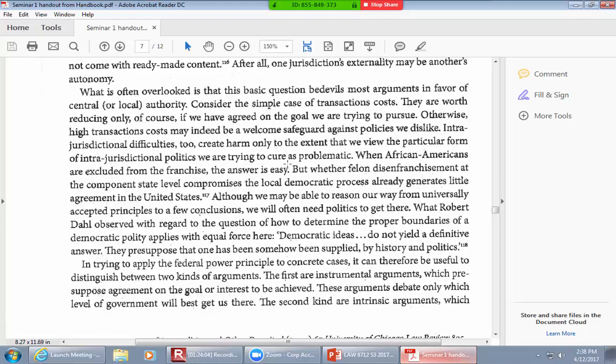But if we don't agree on which place to go to, I want to go to Paris, my wife, for example, wants to go to, I don't know, let's say Venice. Then we can't start talking about how to get there before we agree on where we're going. That's what they're saying here. Otherwise, high transactions costs may indeed be a welcome safeguard against policies we dislike.